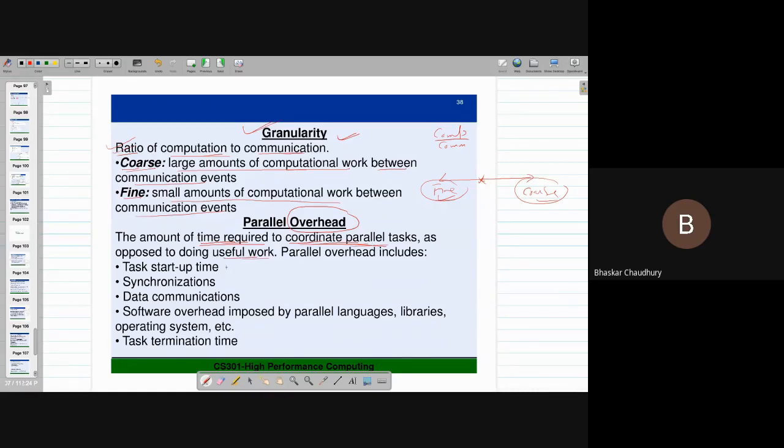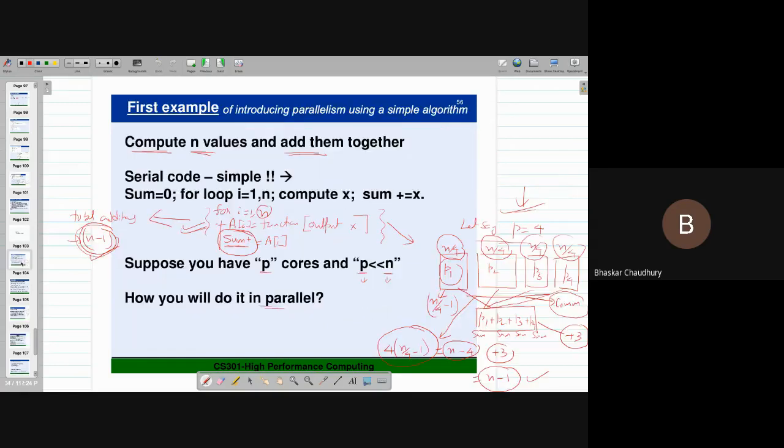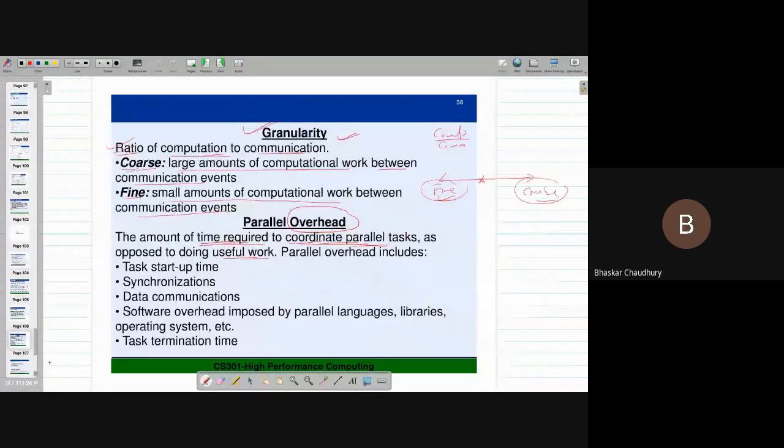Even if you look into this algorithm, the actual useful work was here, this 4n minus 4, 4 into n by 4 minus 1, and this addition. But then you have a lot of communications here. So you did some extra work for coordination. In the beginning you just divided the work among all processors. These are not the real work, but extra work which you have to do to make those parallel algorithms. Typically, this parallel overhead includes several such things.